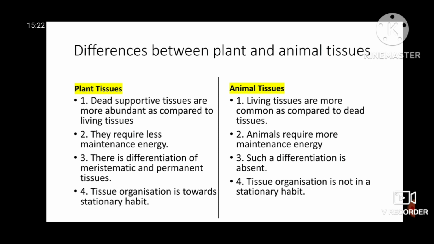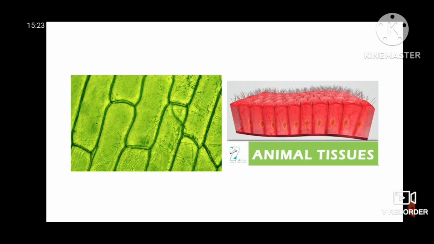But in animal tissues, living cells are more common as compared to dead tissues. Plants require less maintenance energy, but animals require more maintenance energy. There is a differentiation of meristematic and permanent tissue in plants that we will be discussing later. In animal tissue, such a differentiation is absent. Tissue organization is towards stationary habit in plants, whereas tissue organization is not towards a stationary habit in animals. Here we can see this is a plant tissue and this is an animal tissue.